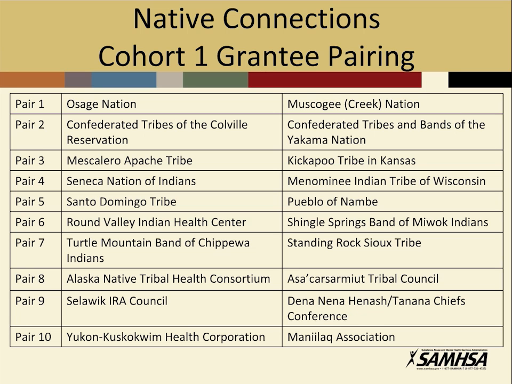The fourth pair is the Seneca Nation of Indians and the Menominee Indian Tribe of Wisconsin. Our fifth pair, the Santo Domingo Tribe and Pueblo of Nambe. Pair 6 is Round Valley Indian Health Center and the Shingle Springs Band of Miwok Indians. Pair 7, the Turtle Mountain Band of Chippewa Indians and the Standing Rock Sioux Tribe. Pair 8 is the Alaska Native Tribal Health Consortium and the Escarcement Tribal Council. Pair 9, Selawik IRA Council and the Dene Hinash Tanana Chiefs Conference. Pair 10, the Yukon Kuskokwim Health Corporation and the Manolik Association.